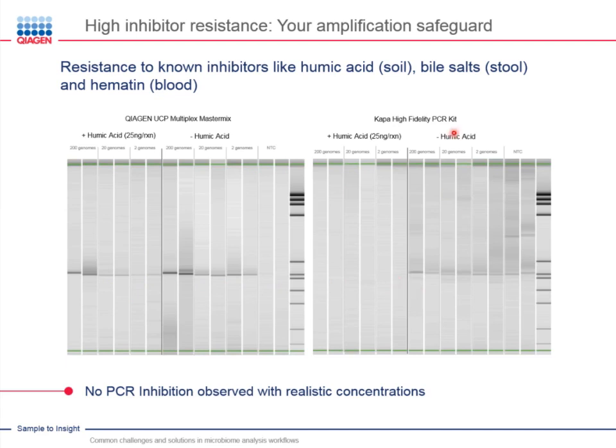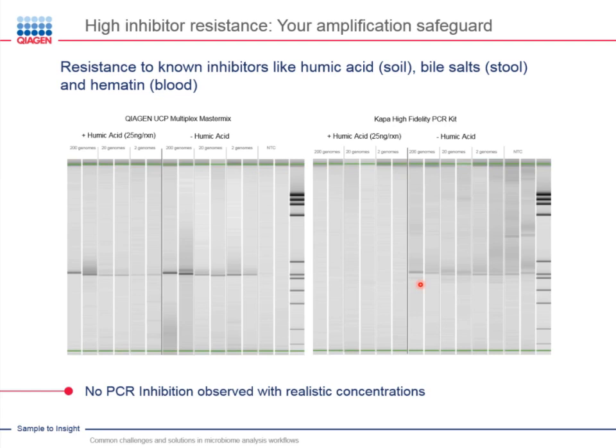And even without humic acid, I can't discriminate non-template controls, 20 genomes or even 200 genomes, saying that the background in this master mix is quite high. And I got feedback or confirmation for this from customers we talked to, who see for PCR solutions, depending on the mixes, up to 200 bacterial genomes per reaction background.